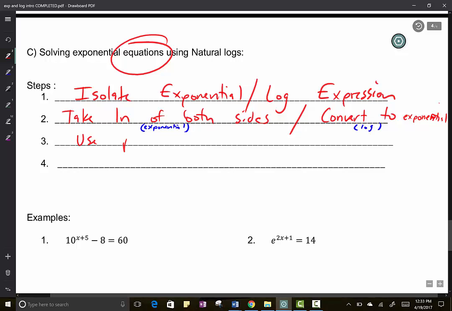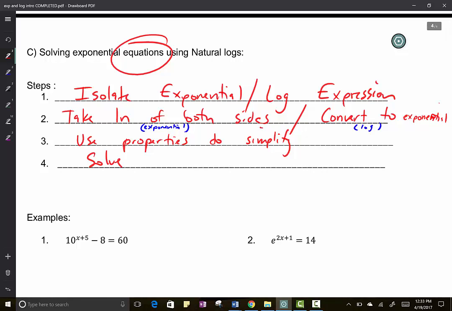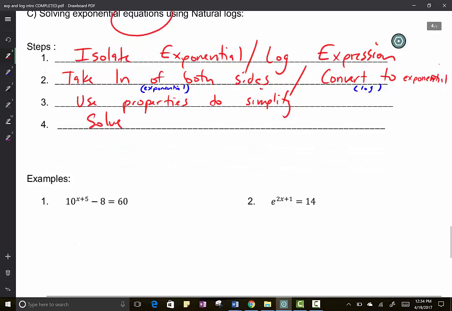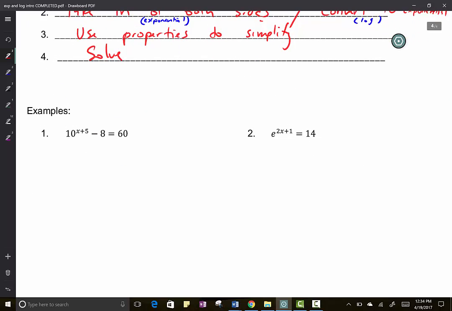Then to finish up, we're going to use our properties to simplify. And then we're going to solve. So basically all you need to know is you have to get the expression by itself. If it's an exponential, you're going to use ln. If it's a logarithm, you're going to change it to exponential. And we'll finish class with an example of each.